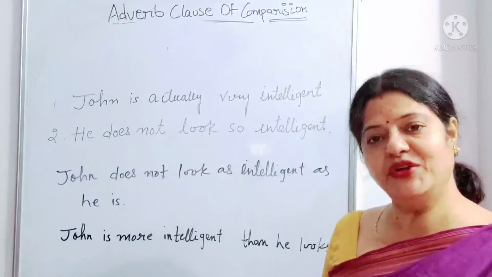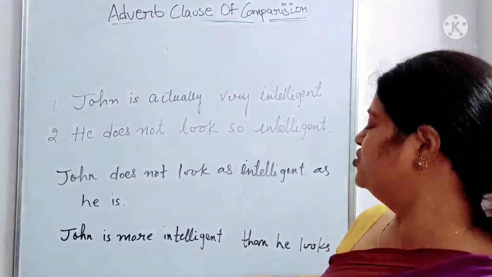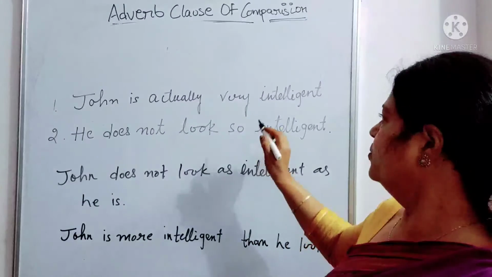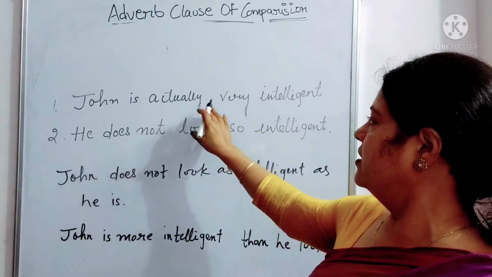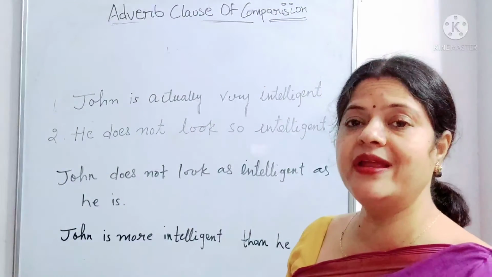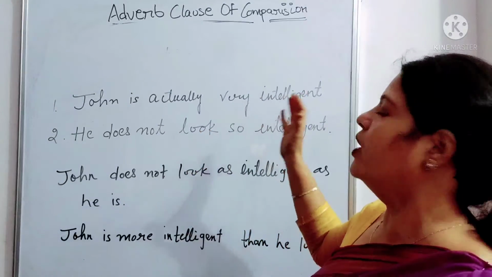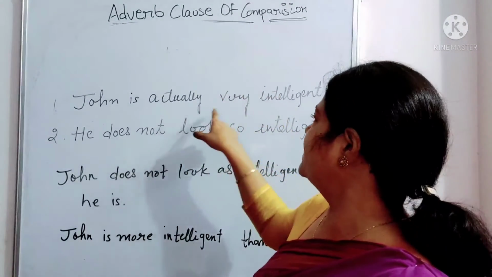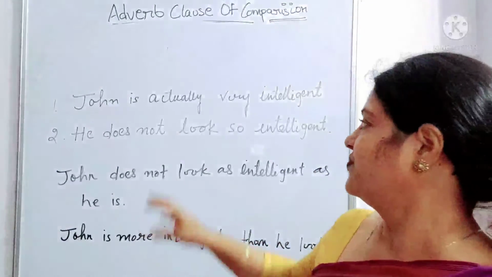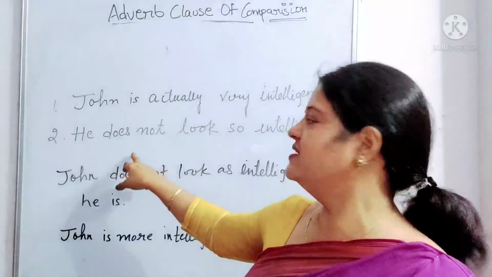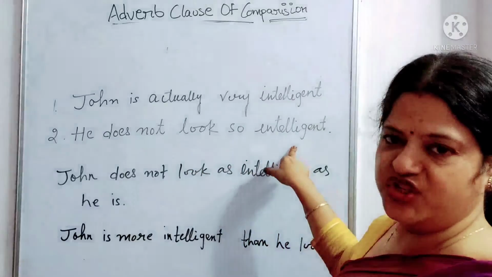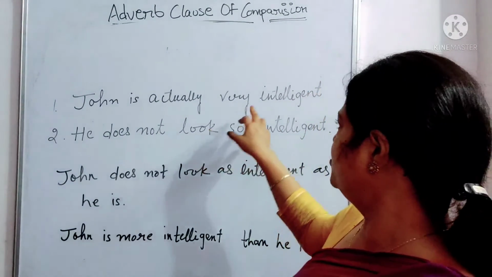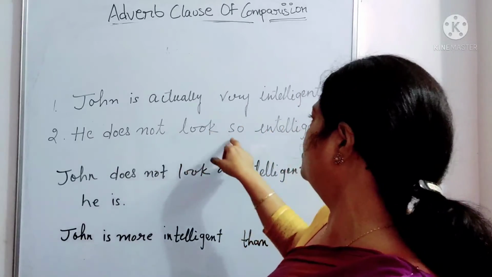So here I've taken two examples. First, John is actually very intelligent. So we know that in the first sentence we are not comparing anyone. We are just talking about the quality of John, that he is very intelligent. John is actually very intelligent, and in the second sentence he does not look so intelligent. Okay. So what we'll do is, John is actually very intelligent, he does not look so intelligent.